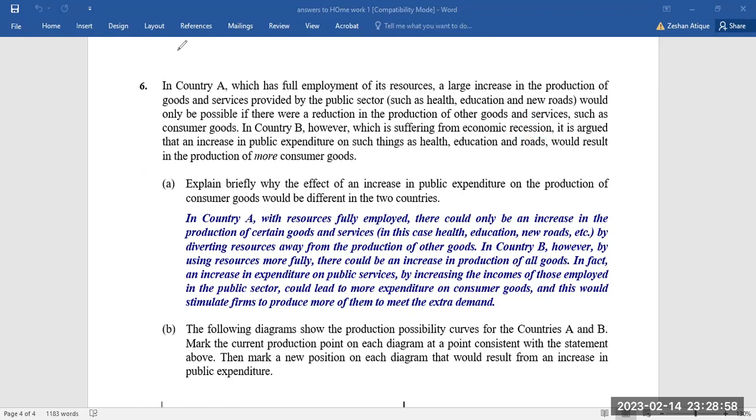So this particular example is about the perfect utilization of resources, and how the resources are being utilized. If the country is utilizing all of its resources, it can only produce more of one good if it produces less of the other good. But if a country is not utilizing all of its resources, it can produce more of both goods, because it has got some idle resources available.